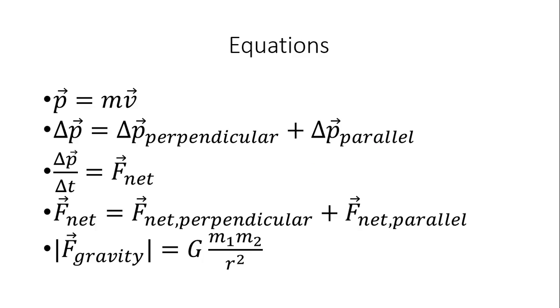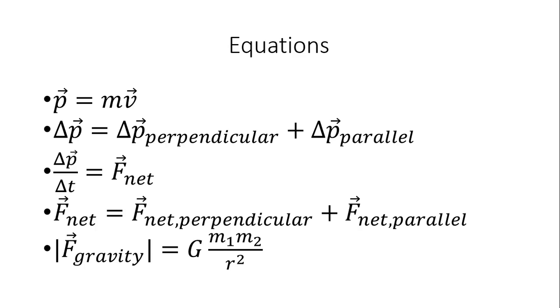Here are some important equations that we'll need to use to consider this scenario. The first being momentum, which is found by the multiplication of mass and velocity. Change in momentum can be broken down into different components. This can be broken down into the change in momentum perpendicular plus the change in momentum parallel. Also, the total change in momentum over time is equal to the total forces at play, or F net. F net can also be broken down into components. As we can see, F net perpendicular plus F net parallel will give us our total forces, or F net.